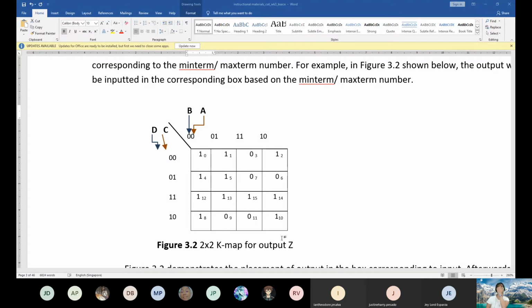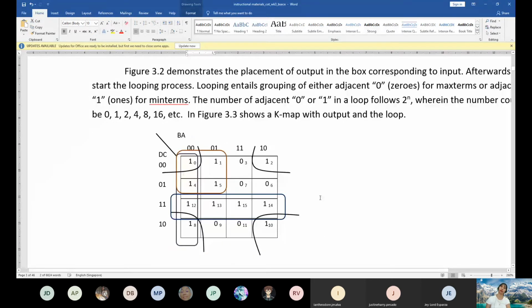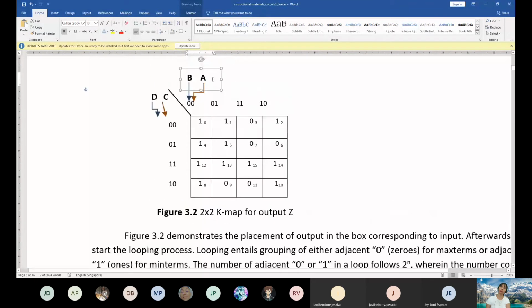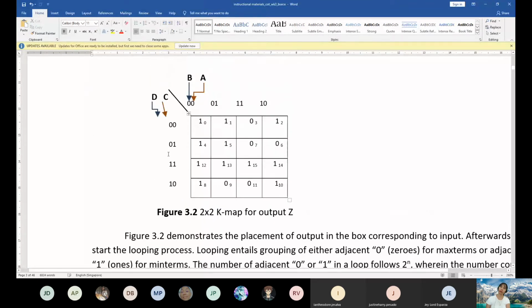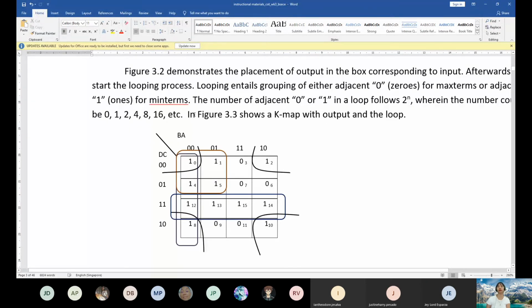So what's next? What do you think will be next? After that, we will do the looping. We have an example loop here. We only check if the outputs are accurately placed inside the K-map. Okay, so we do the looping.